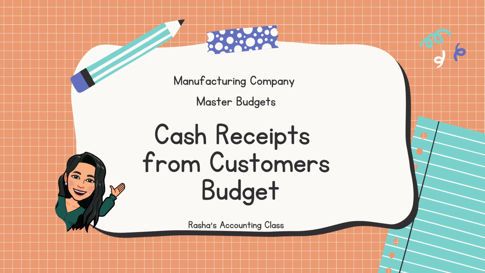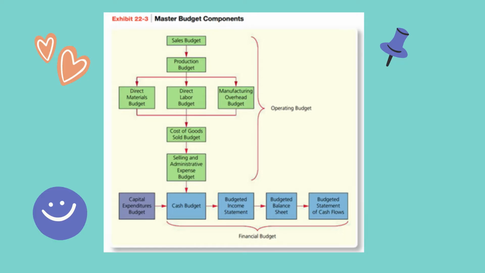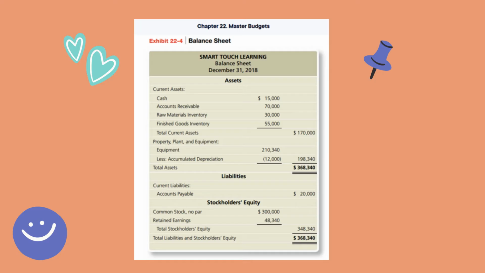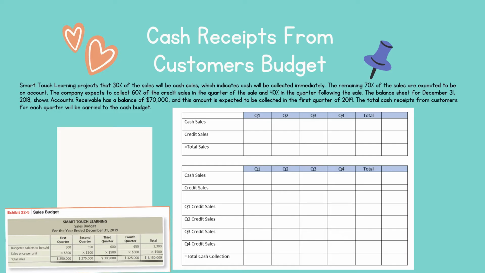Now we're gonna start the financial budgets for a manufacturing company. We're gonna start with the cash receipts from customers budget. So we are done with the operating budgets. Now we're gonna do the cash receipts from customers budget, which will help me to prepare the cash budget. This is the balance sheet at the end of 2018, so it's going to be the beginning for 2019. Cash receipts from customers budget.